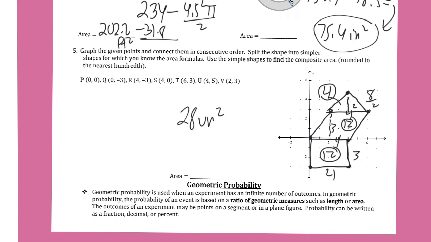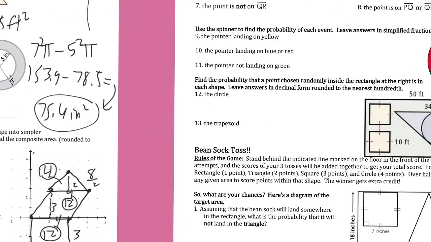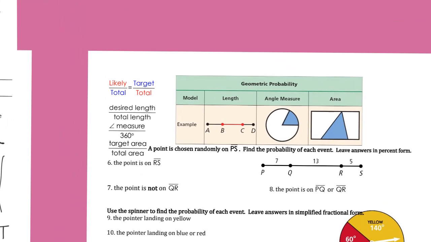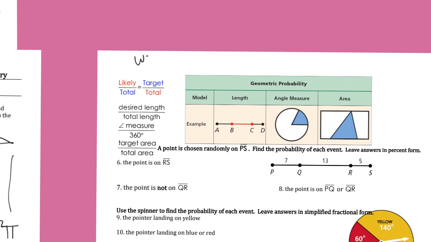Okay, so our next slide is going to talk about geometric probability. And probability in general is how likely something is to occur. You want to put what you want out of the total. And so in geometry, how would you do that? Well, it's what you want out of the total. What do you mean? Well, if you're going to roll a die, say you want to get a 2. There's one way out of the 6 ways to roll a 2 on a die.